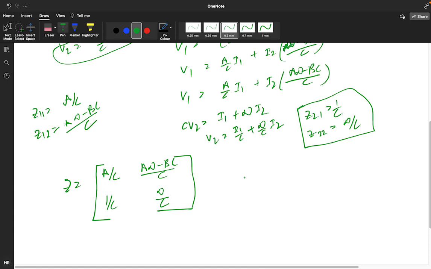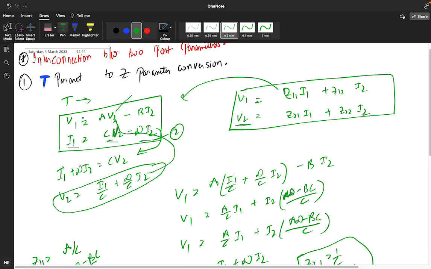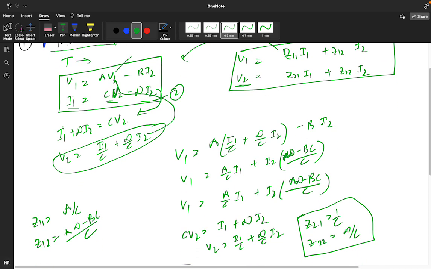One second, sir. See Priyanka, what we did now, you know now what the transmission parameter is. V1 is equal to AV2 minus BI2, I1 is equal to CV2 minus DI2, right? So what we have to do now is convert this T parameter in terms of a Z parameter. And what is the equation of a Z parameter? V1 is equal to Z11 I1 plus Z12 I2 and V2 is equal to Z21 I1 plus Z22 I2.